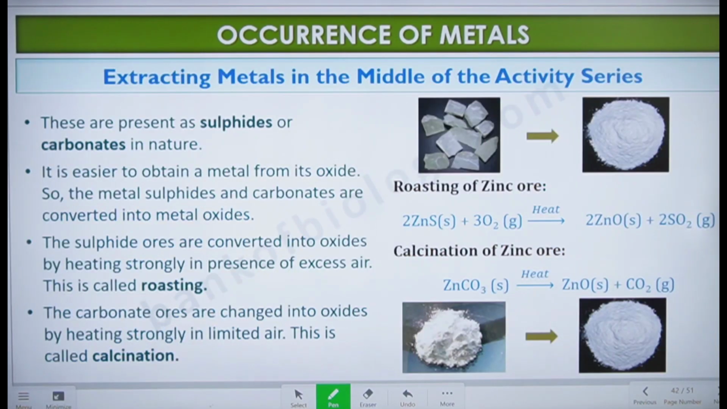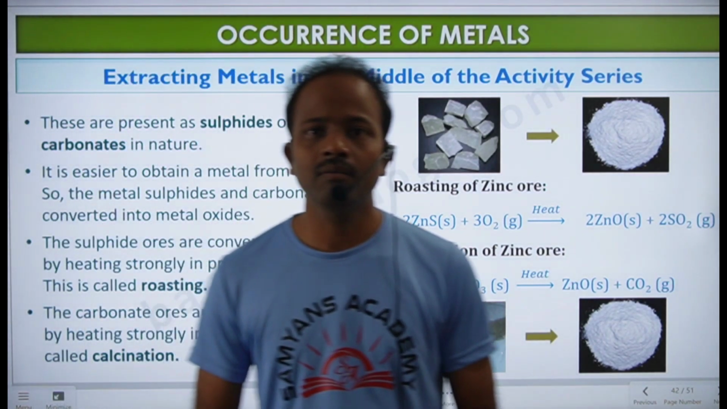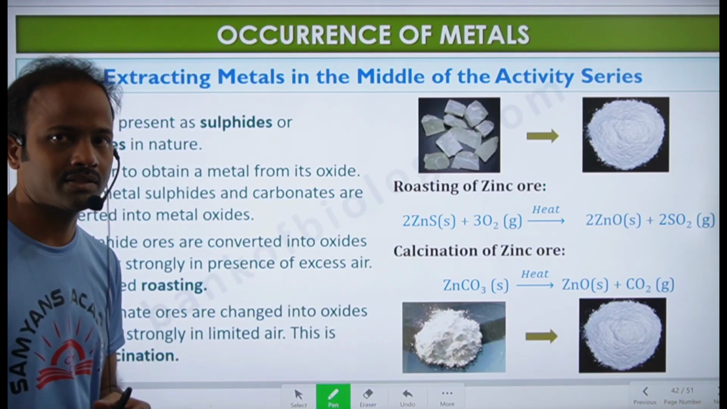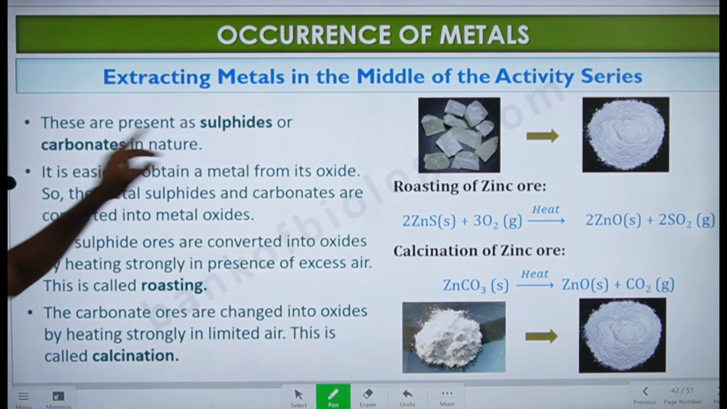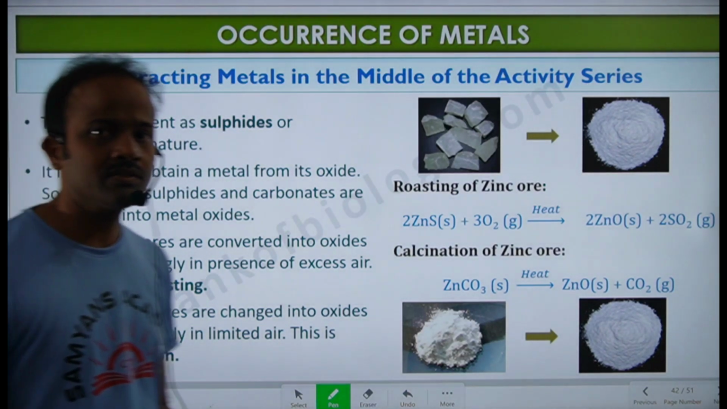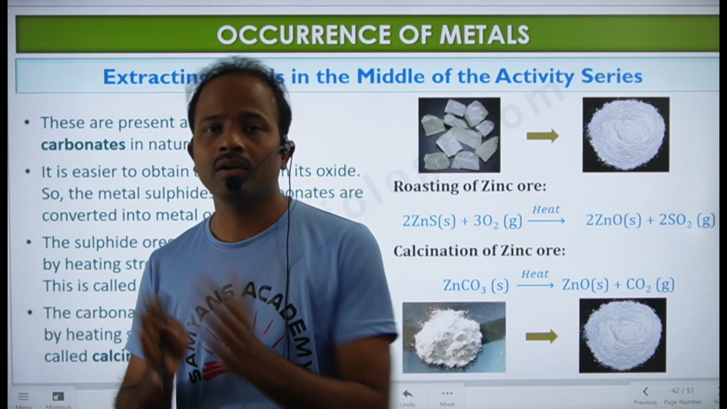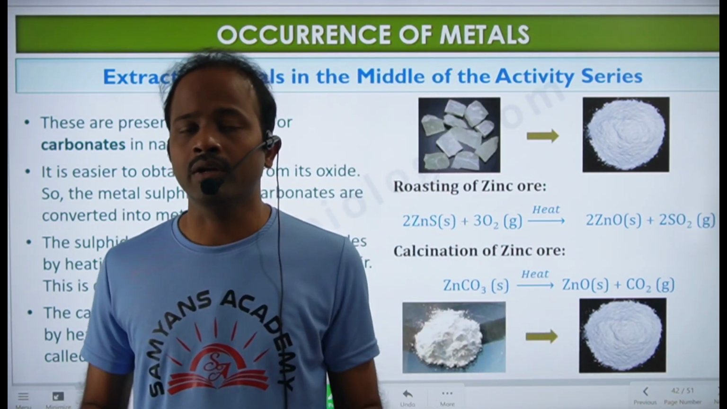Okay, in this way we can separate the copper from its copper sulfide ore. Now move on to the next one, extracting metals in the middle of the activity series. How do we extract them? We have zinc, iron, lead, and these metals are in the middle of the activity series. These are present in the form of sulfides or carbonates. Those metals have moderate reactivity, and they are present as sulfide ore and carbonate ore.